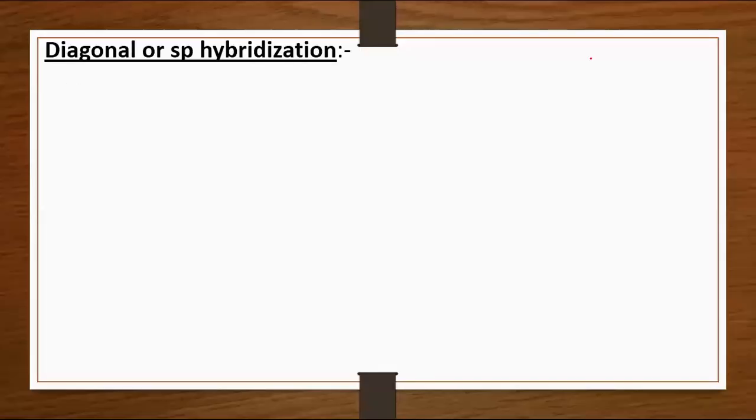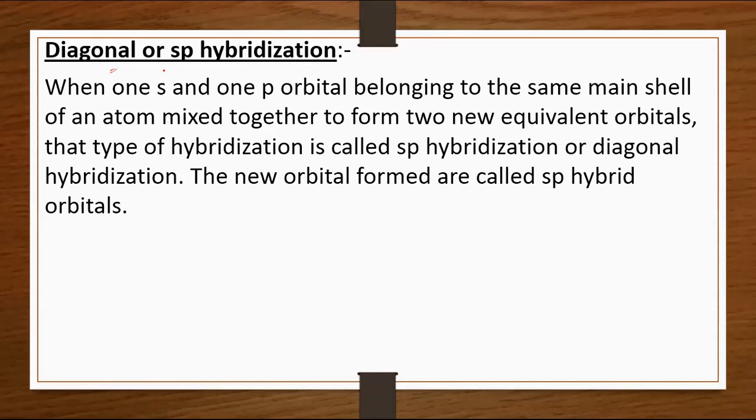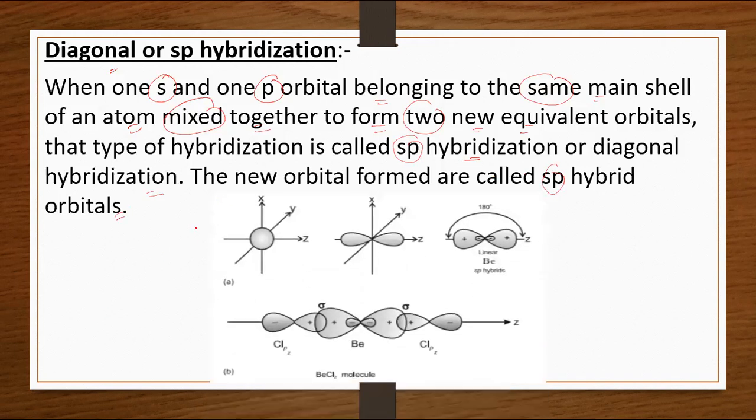First, we will discuss sp hybridization, which is also known as diagonal hybridization. When one s and one p orbital belonging to the same main shell of an atom mix together to form two new equivalent orbitals, that type of hybridization is called sp hybridization or diagonal hybridization. The new orbitals formed are called sp hybrid orbitals. See here, this is the s orbital.